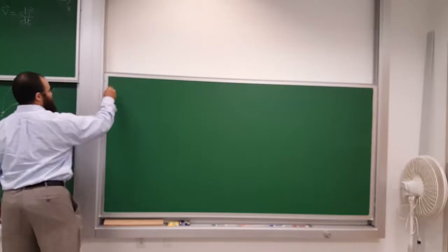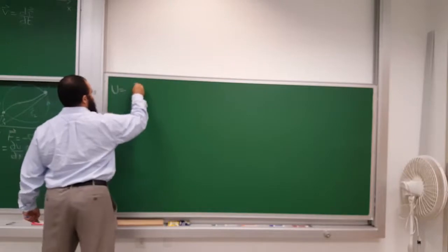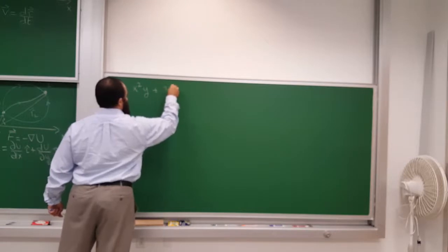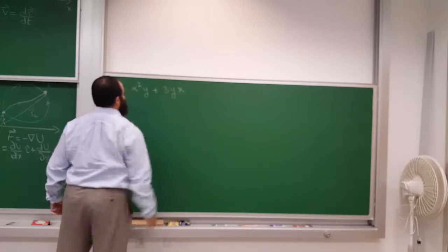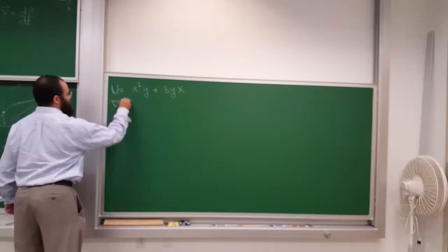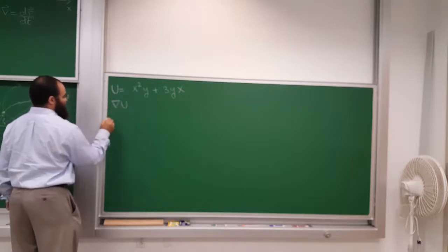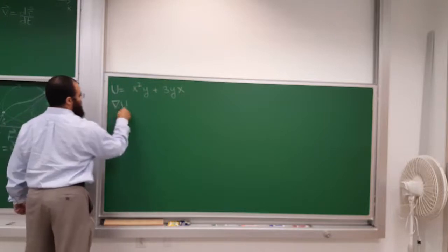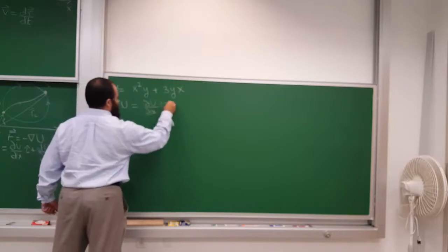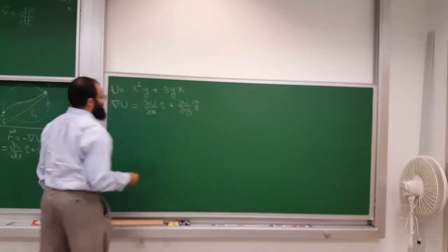Suppose you have a function u, and u is, let's say, x squared times y plus 3y times x. How do I get the gradient of u? Well, what does this mean? The gradient of u is equal to du/dx i hat plus du/dy j hat. Let's see how we compute this.